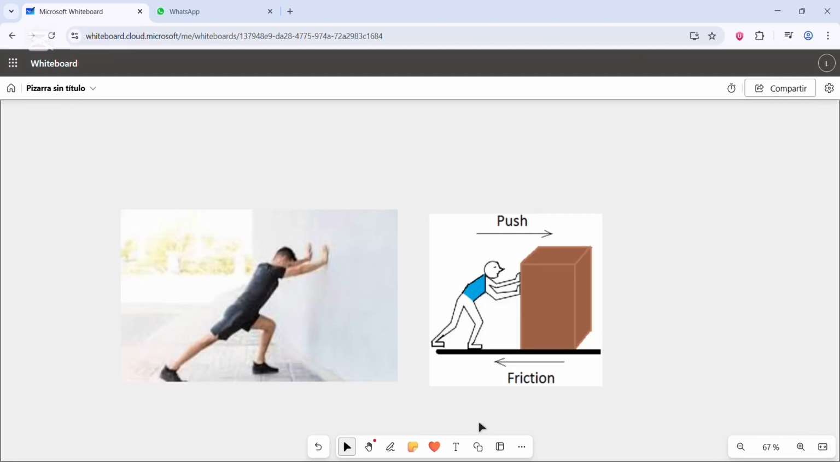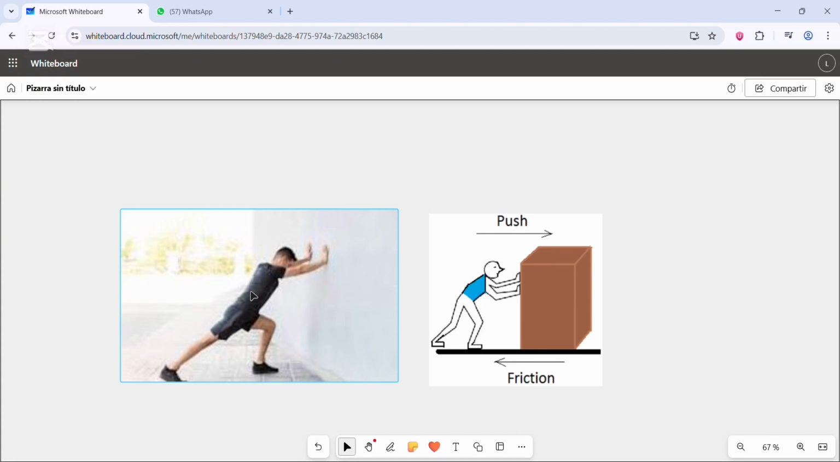Also, we have some interesting facts about work. No motion is equal to no work. Even if you're pushing a wall, like in this image, with all your strength, no work is done, because the wall doesn't move, even though you try as much as you can.